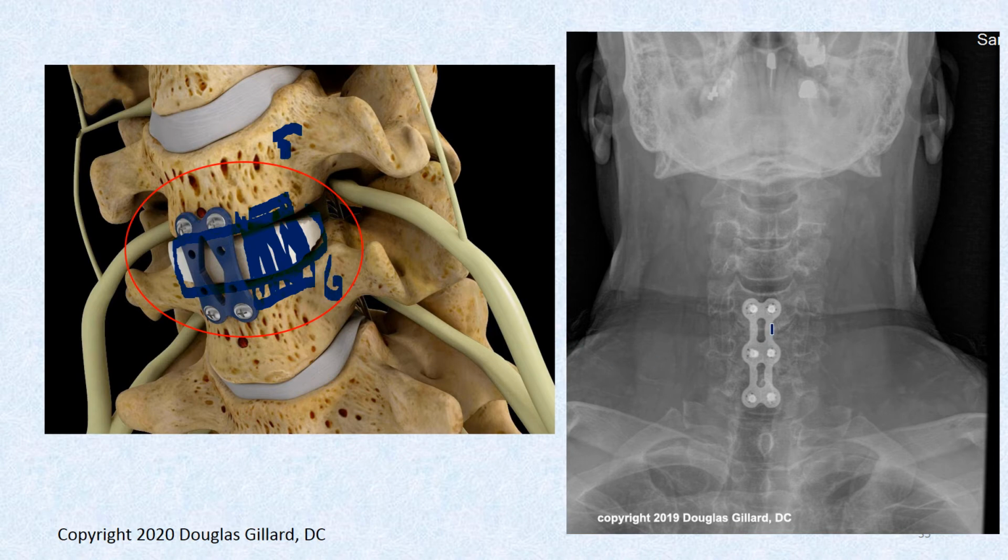And then you put a little plate on the front. That's like a cast to prevent excessive motion while the fusion process occurs. This isn't the same patient. This is a 2-level ACDF in another patient of mine.